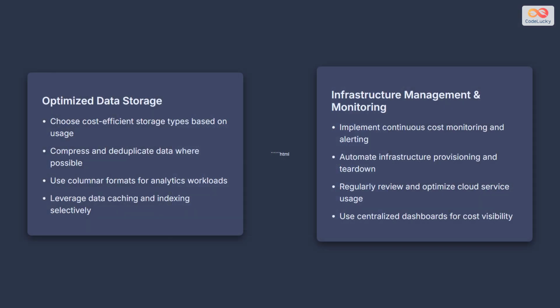Now let's move on to optimize data storage. First, choose cost-efficient storage types based on usage patterns. Second, compress and deduplicate data where possible to reduce storage footprint. Third, use columnar formats for analytics workloads to improve query performance. Finally, leverage data caching and indexing selectively to accelerate data access.